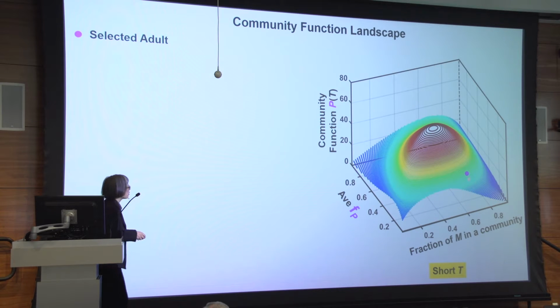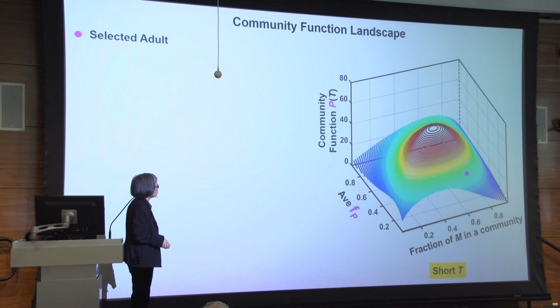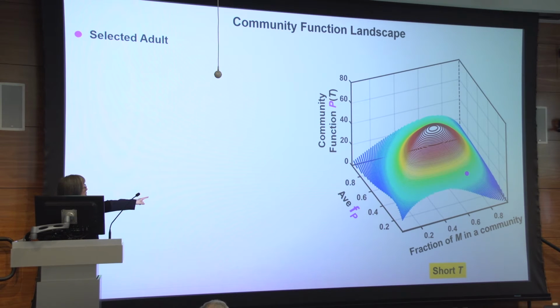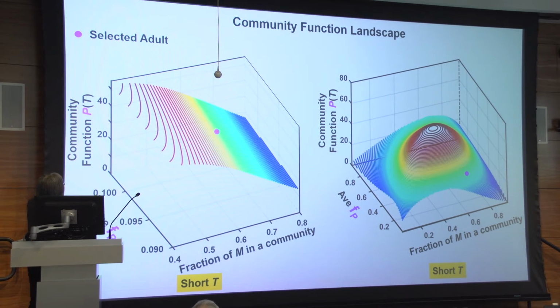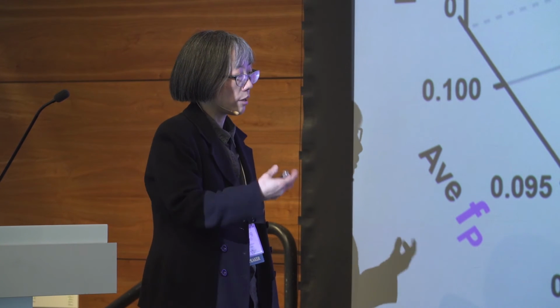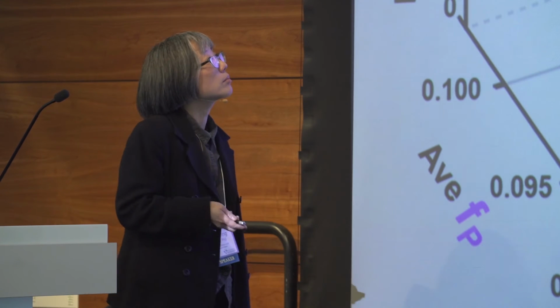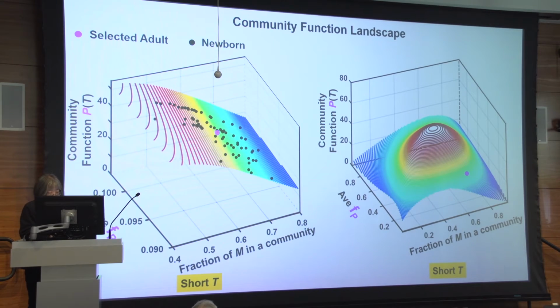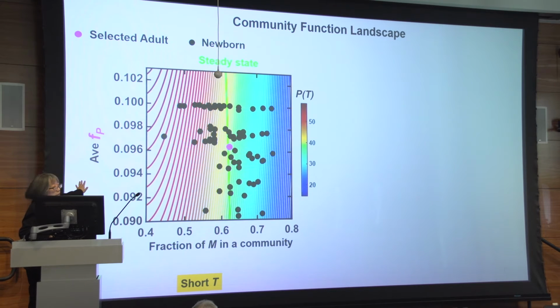Suppose we start with a selected adult community, as indicated by this magenta solid dot. We will zoom into this area, and we get this three-dimensional image. As this selected adult reproduces, it will generate a cloud of newborns. These newborns would fluctuate in their average FP as they sample from different subsets of genotypes. They will also fluctuate in fraction of manufacturer just by chance. This is still a bit hard to see, so I'm going to collapse it into a two-dimensional picture. This is high function, this is low function, and all the communities on this line would have equal community function.